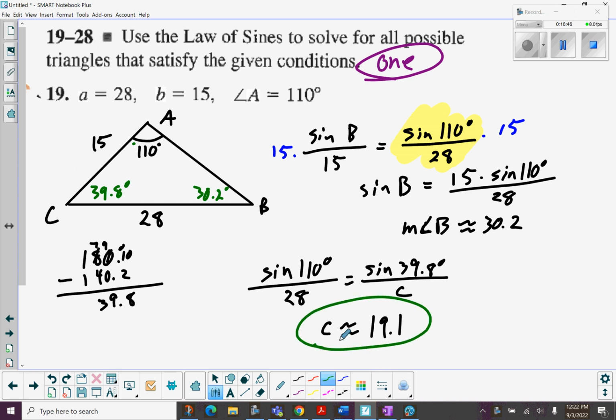Is it consistent? Well, sure, the 30.2 degree measure of angle B is the smallest angle, so side B of the 15 has to be the shortest side. Side C then has to be the median, so somewhere between 28 and 15, and 19.1 certainly works.